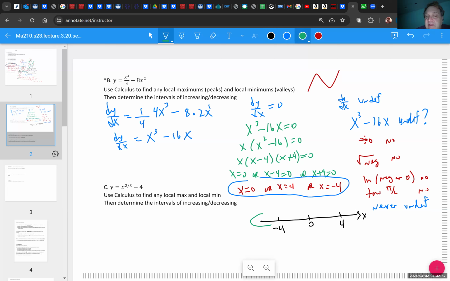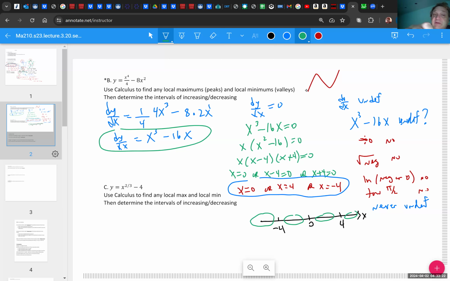The region that's less than -4, the one between 0 and -4, the one between 0 and +4, and the one greater than 4. And I'm going to be plugging in values of x in each of these intervals, each of these regions, to see whether it's increasing or decreasing. So I plug them into the derivative equation because the derivative equation tells me increasing and decreasing.